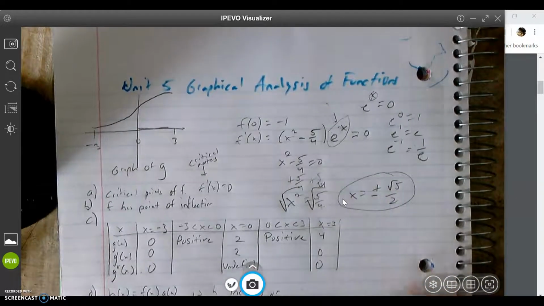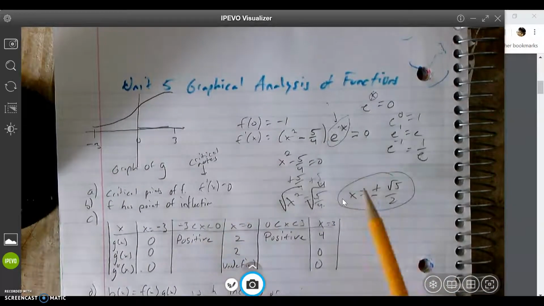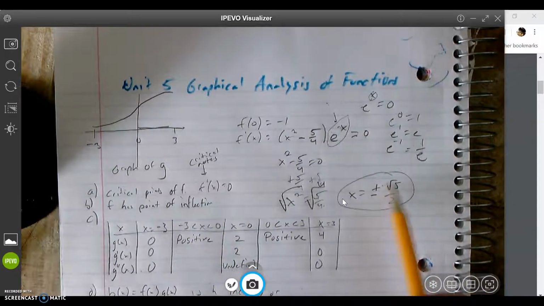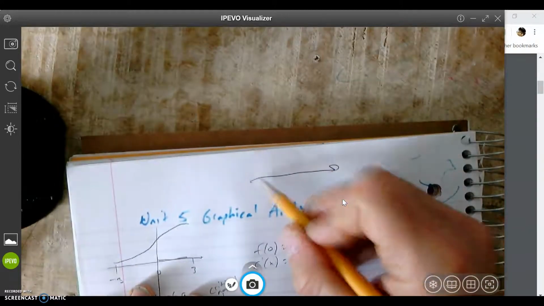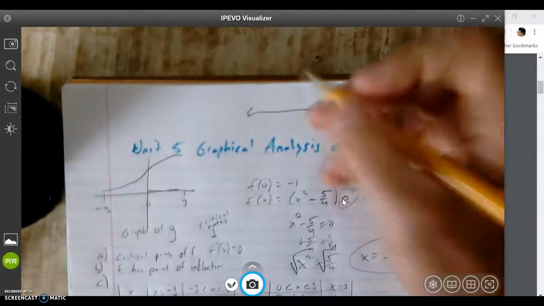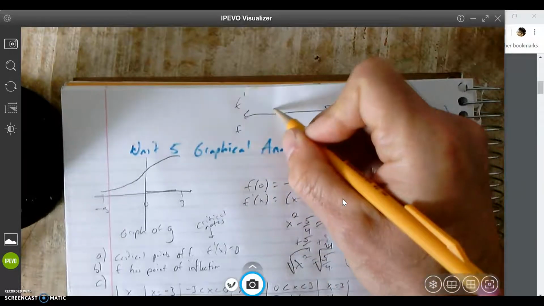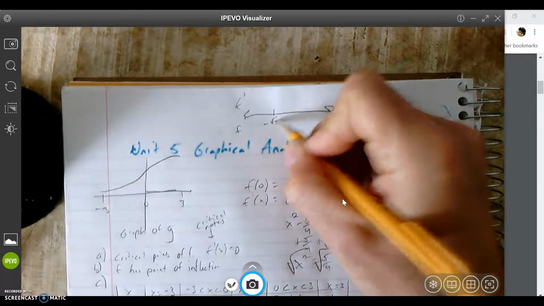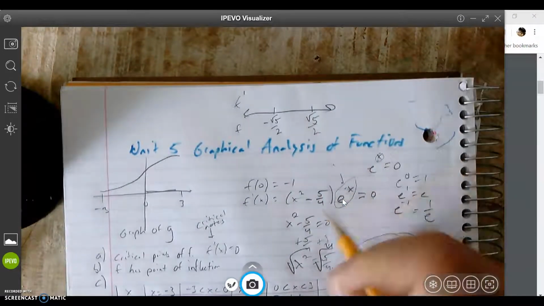Okay? So what does this mean now? So now, that's the critical point. So we got that. That's the first part. Now I got to figure out whether this is max or min. All right? Max or min. So I got to do a little chart. So I have f prime and f. So I have negative radical 5 over 2, and then radical 5 over 2.